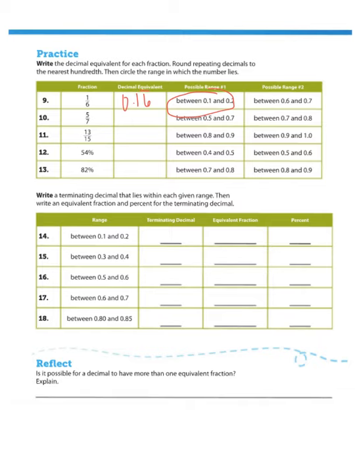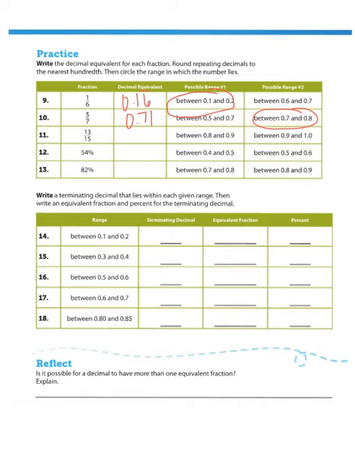5/7, so 5 divided by 7. You're going to get a big, long repeating decimal in there. I'm just going to put 2 after the decimal point. That's going to be 0.71. And they want to know, is that between 0.5 and 0.7 or 0.7 and 0.8? That would be between 0.7 and 0.8.